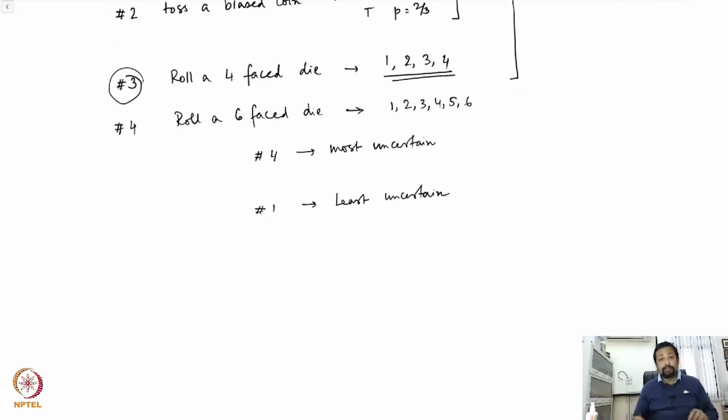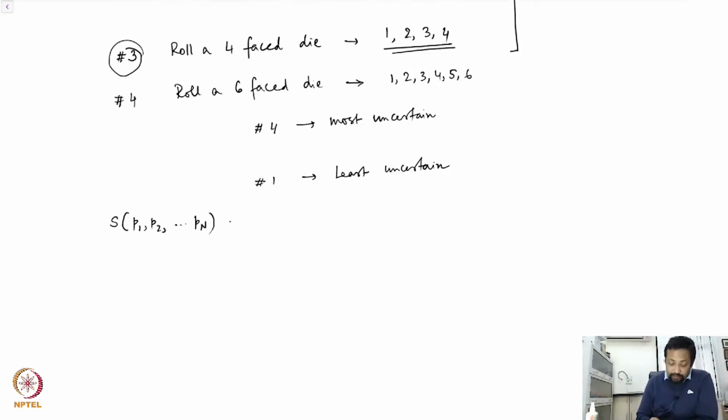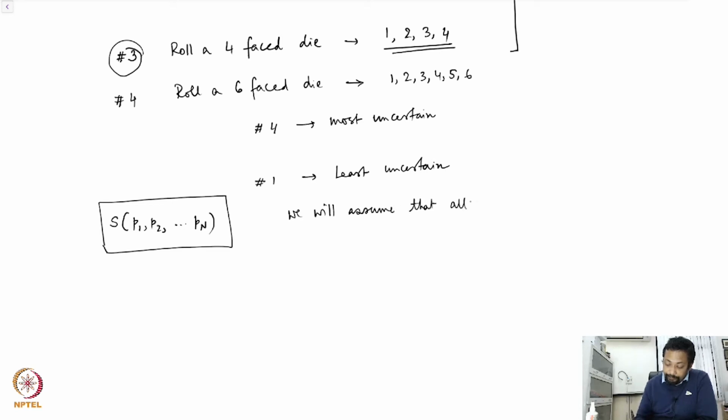So the idea is now, therefore, to develop a measure for this uncertainty, and let's call this measure S, and let us denote the probabilities P1, P2, Pn if there are n outcomes of the event. The idea now is, in the very first case that we discuss, or we try to figure out an expression for S, we will assume that all the events are equally likely to appear.